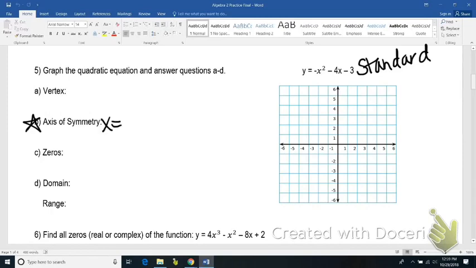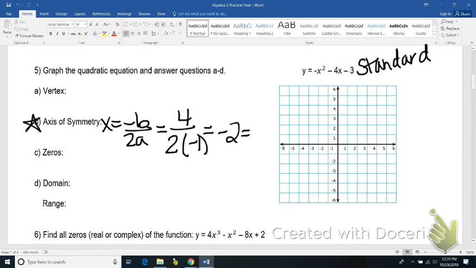Remember the little formula, x equals negative b over 2a? That's what you're doing there. That is on your reference sheet if you forget that formula. And then what's the opposite of b? 4, divided by 2 times a, which was negative 1. So if you do 2 times negative 1, that's negative 2. And 4 divided by negative 2 is negative 2.